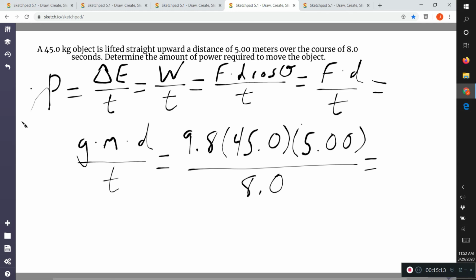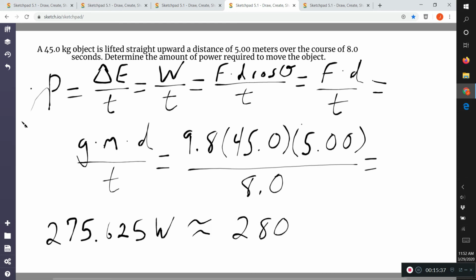So we work out that multiplication and get something around the lines of 275.625 watts. But due to being restricted to two significant figures, we are going to go with 280 watts.